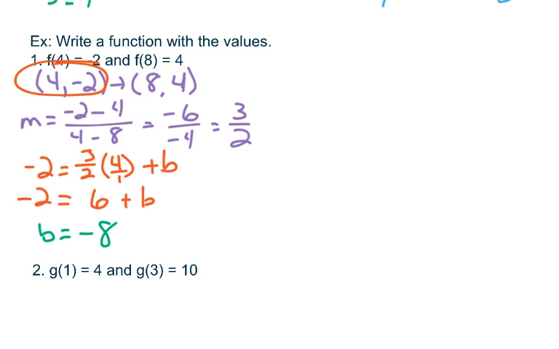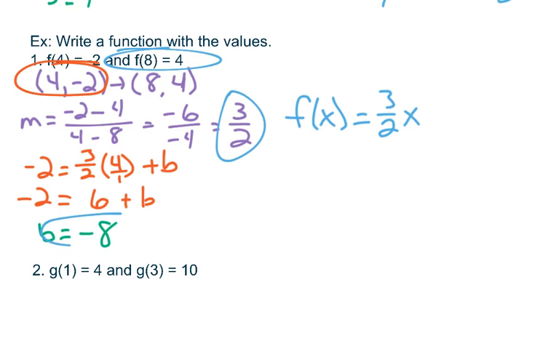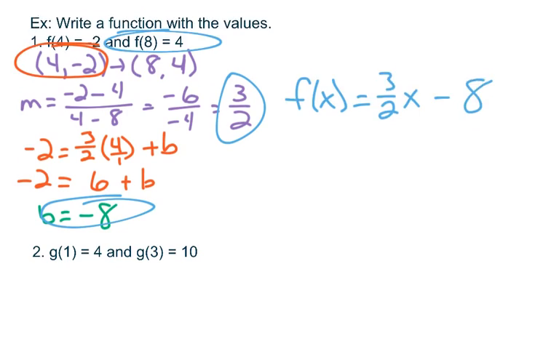Now, when we write our answer, remember, it's got to be in function notation because our original problem was in function notation. So it's going to be f of x instead of y is equal to our slope, 3 halves x, and then our y-intercept, negative 8. So f of x equals 3 halves x minus 8. Let's try another one here.